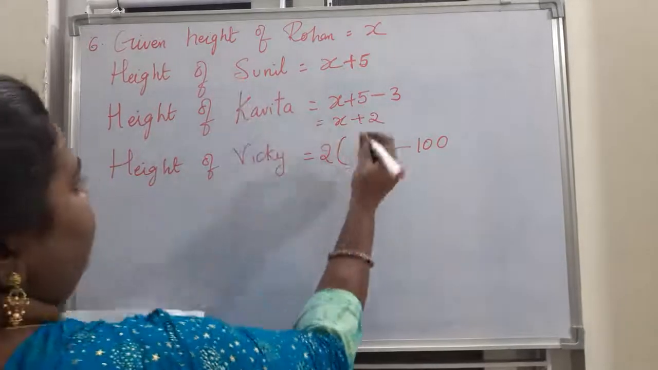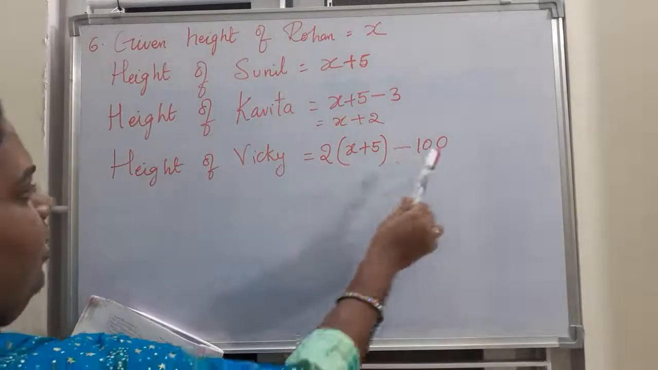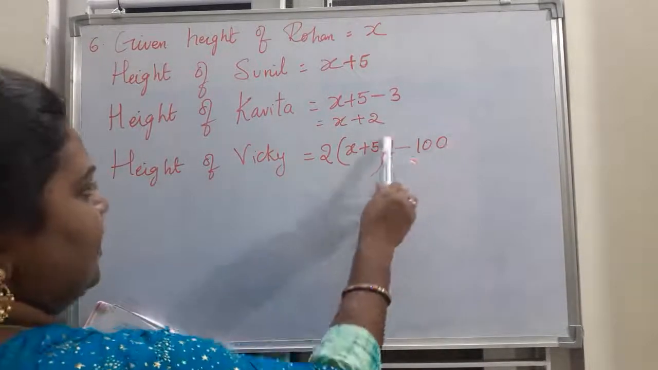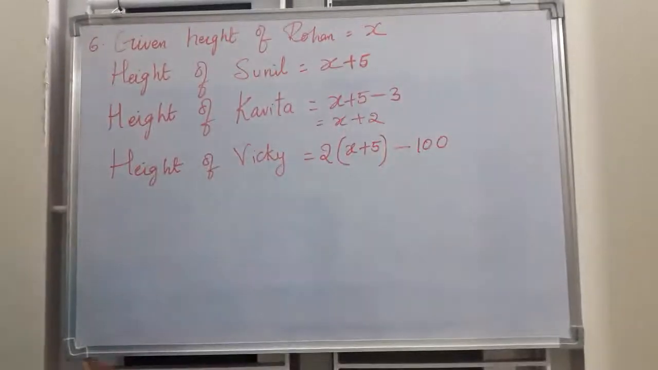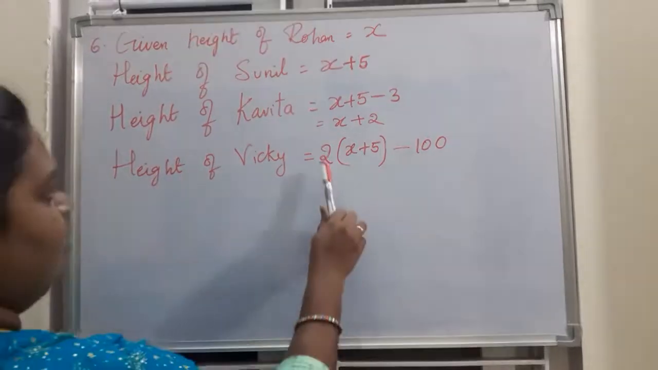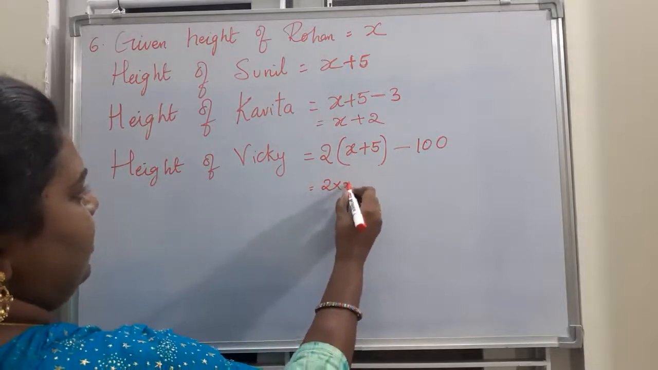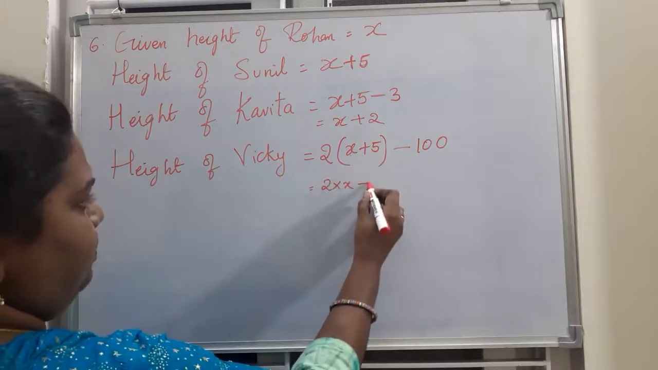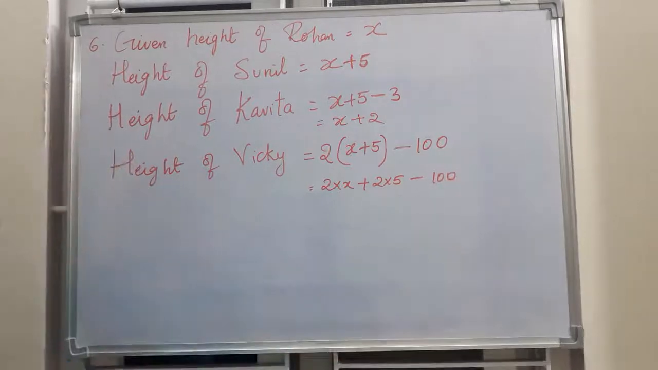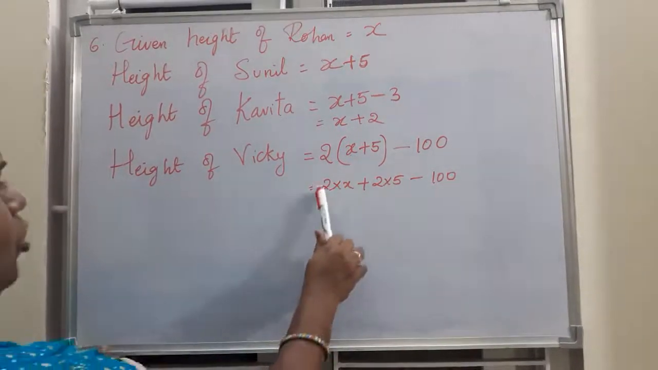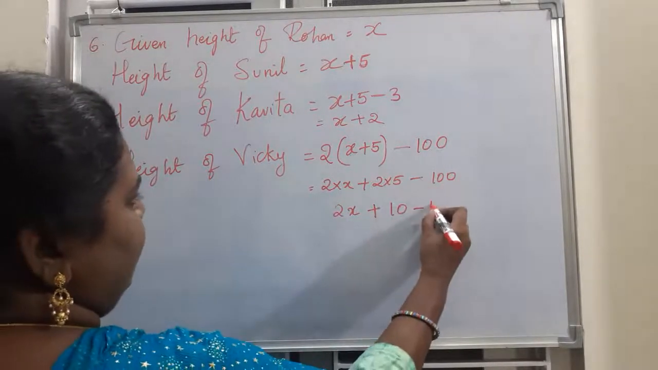Now what is Sunil's height? x plus 5. Now listen carefully. Vicky's height is 100 centimeters less than twice Sunil's height, x plus 5. Now it is like the distributive property. I think you have done this previously. So 2 into x plus 5. This is like a into b plus c, which is a into b plus a into c. So 2 into x, and 2 into 5. This minus 100 as it is you can write. So 2x plus 2 fives are 10, minus 100.